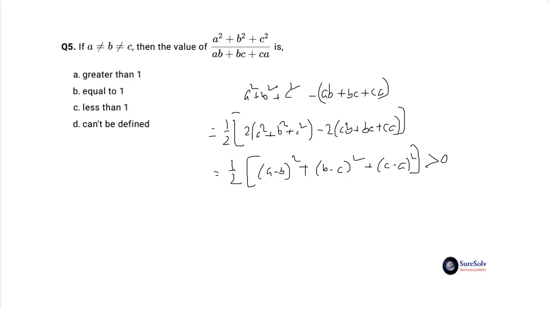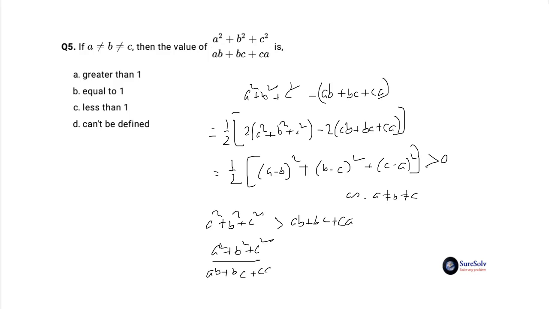Being a sum of squares, the expression will always be greater than 0 as a not equal to b not equal to c. So, a square plus b square plus c square greater than ab plus bc plus ca. Or a square plus b square plus c square divided by ab plus bc plus ca greater than 1, by inequality concepts. Answer is option A, greater than 1.